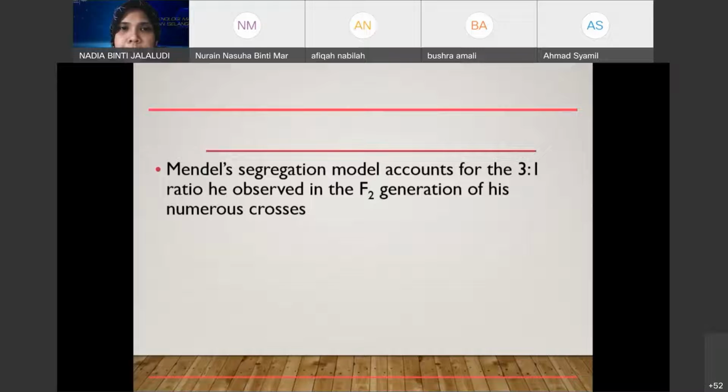So Mendel's segregation model accounts for the 3:1 ratio he observed in the F2 generation of his numerous experiments. So in many of the experiments he did, the F2 generation always gave a 3:1 ratio. This is for monohybrid; dihybrid is different later. So the monohybrid ratio is 3:1.